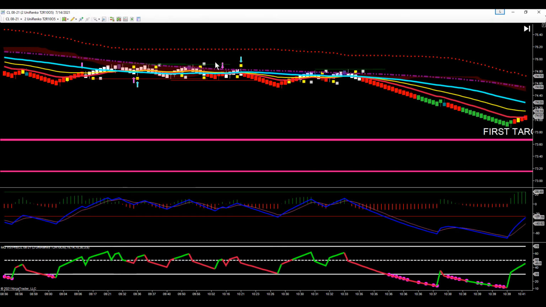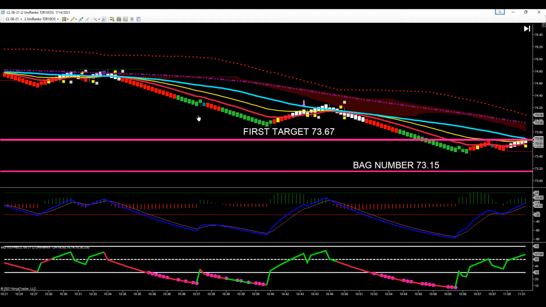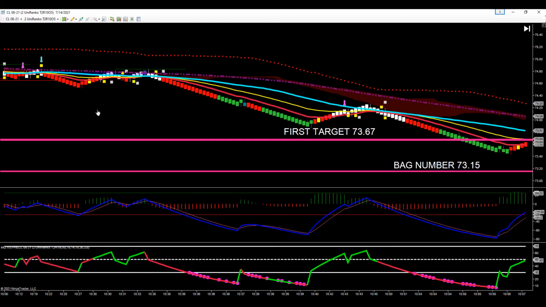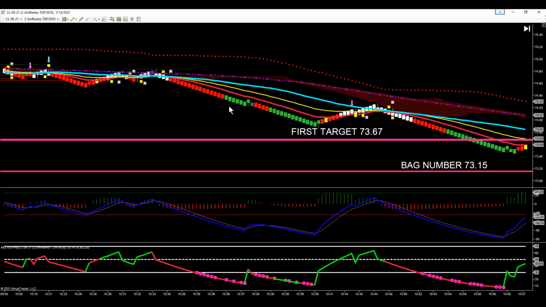Then crude kind of chopped sideways, waiting for the EIA report. EIA was late today. We broke through support, pulled back, set up another wick out of the cloud right here. Our trend was down, lower highs, lower lows, and then we proceeded to push on down further. Our first target was 73.67. Didn't hit the first target here, made the pullback, and then finally came down there and hit our first target.